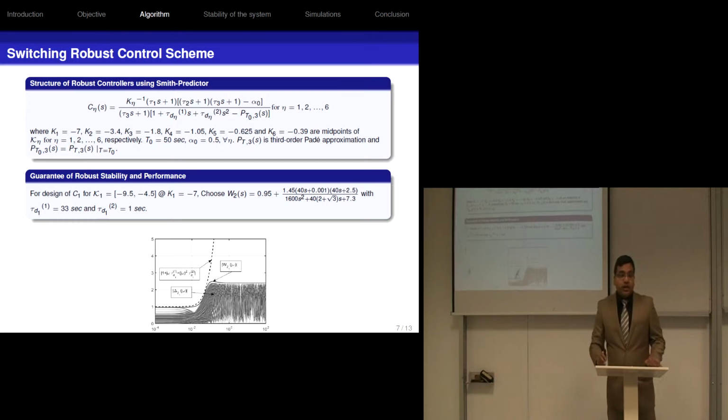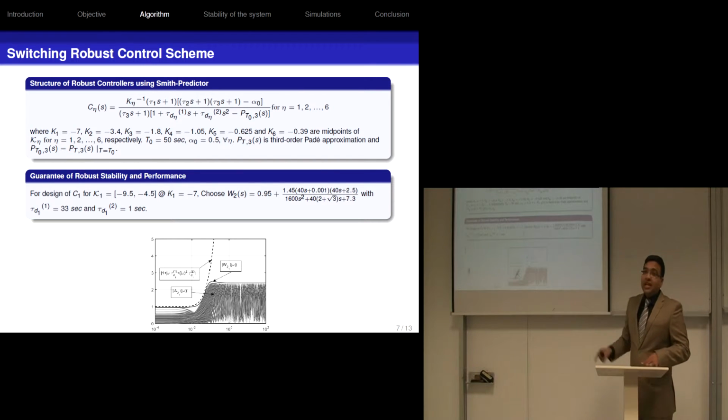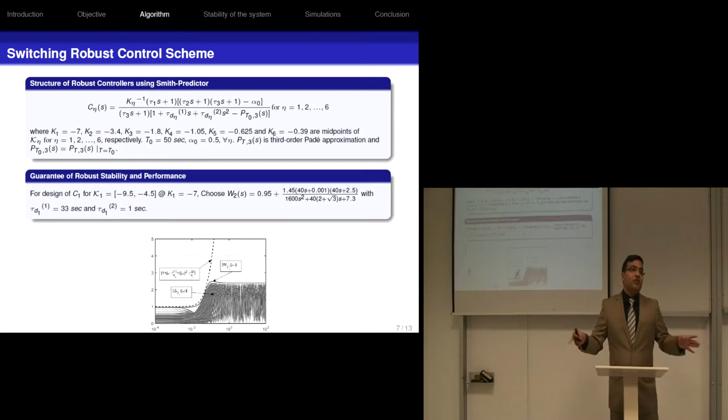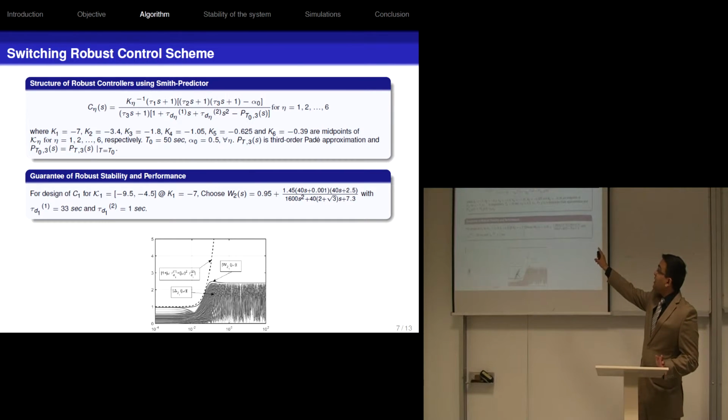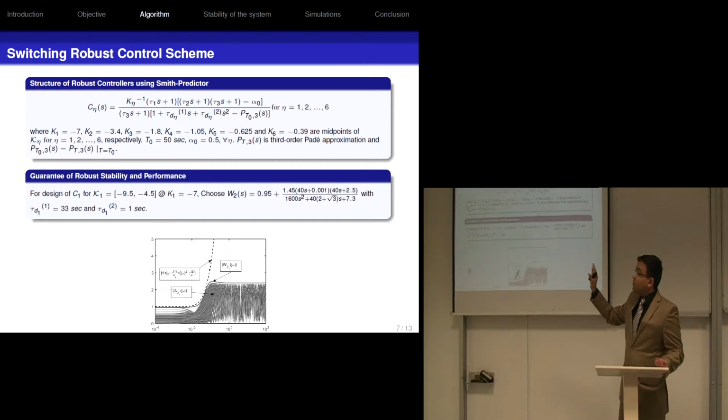So this is the controller that we got from the Smith predictor form. It uses the robust stability criteria. It uses the Smith predictor form. If you don't know it, welcome to our graduate program. So I will not go into details how we got this. We got this Smith predictor for robust stability, and you will have to know something about Padé approximation.